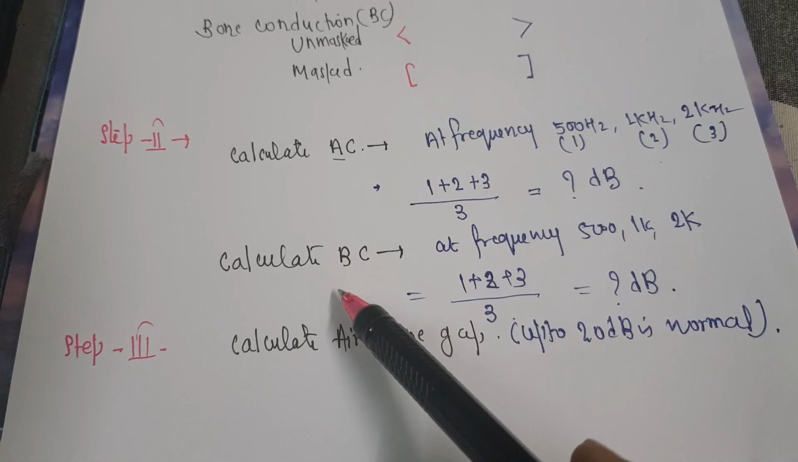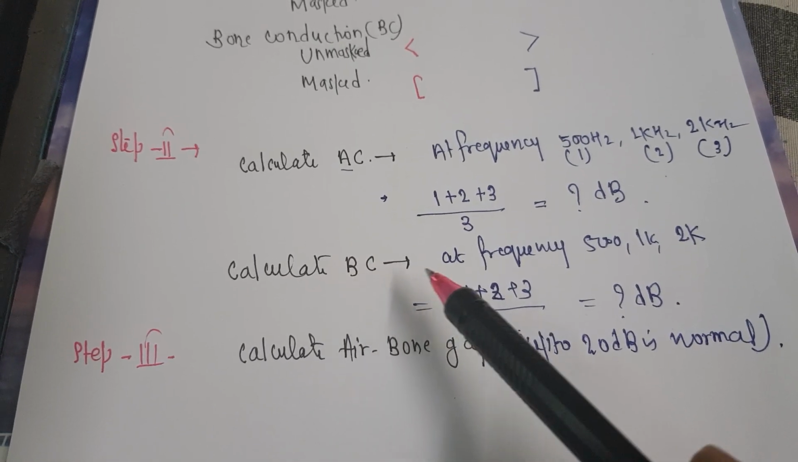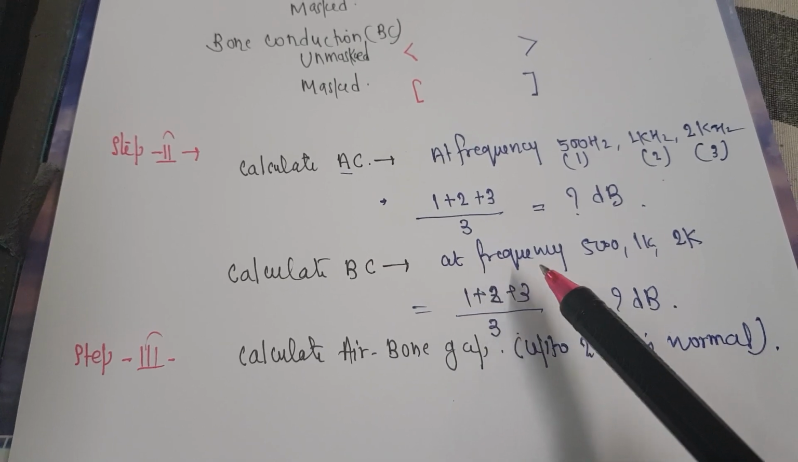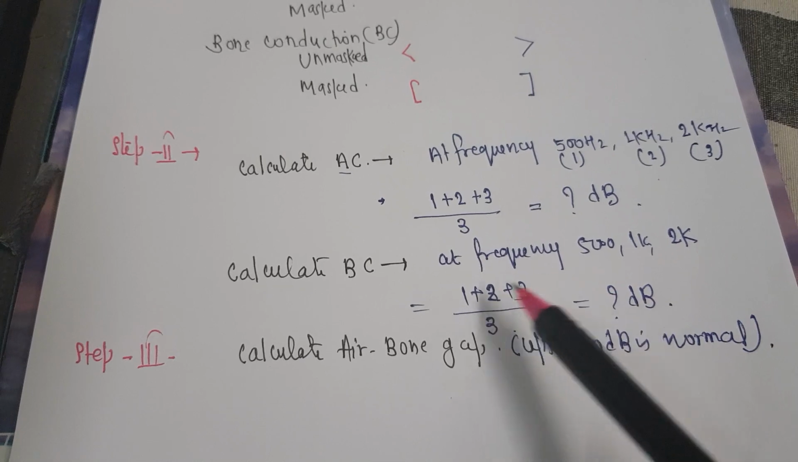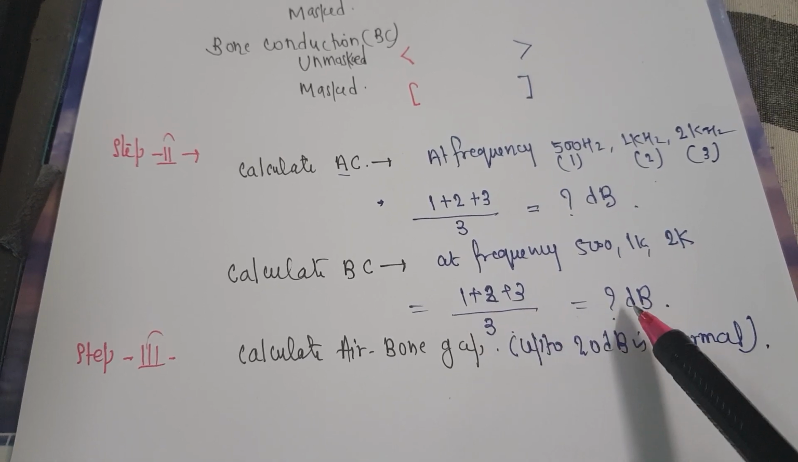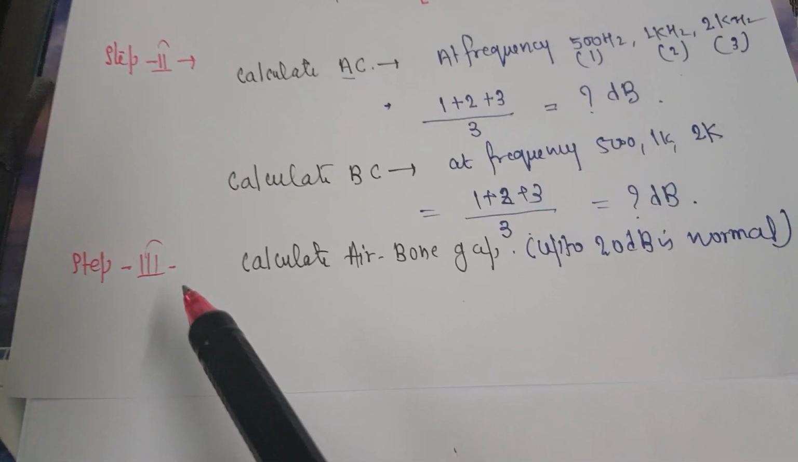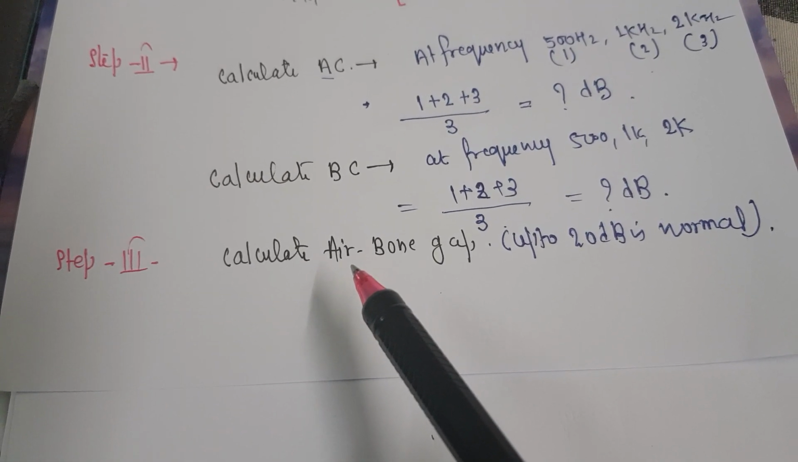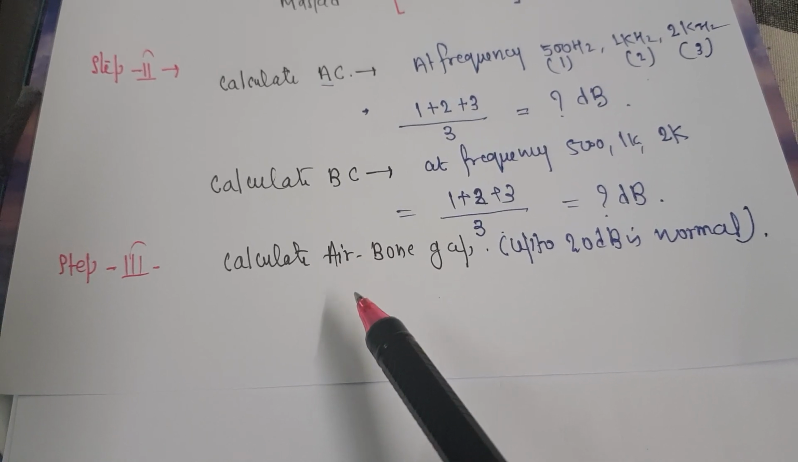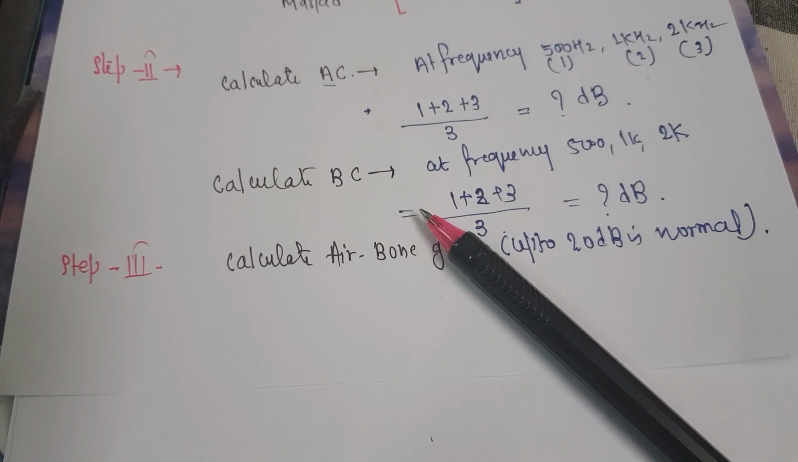Then we calculate the bone conduction. Bone conduction signifies the function of the cochlea only. We calculate similarly the bone conduction at the frequencies 500, 1K and 2K and divide by 3 to get the average bone conduction. In the next step we calculate the air bone gap. We find the gap between the air conduction and the bone conduction, which is usually up to 20 decibel.